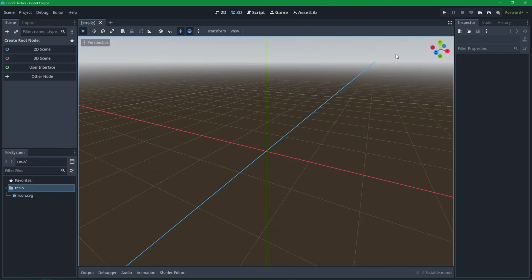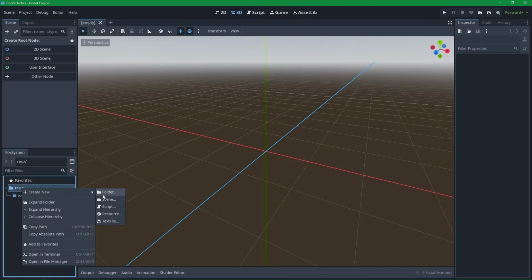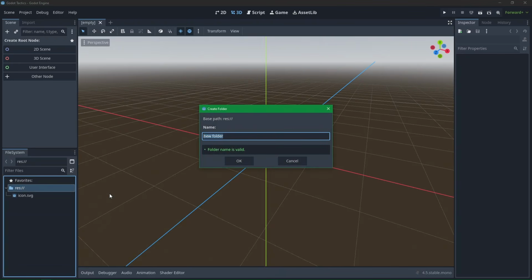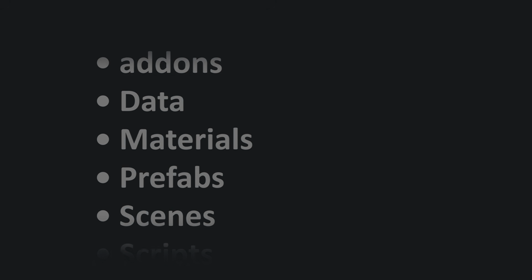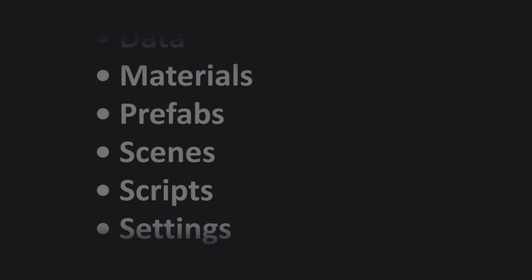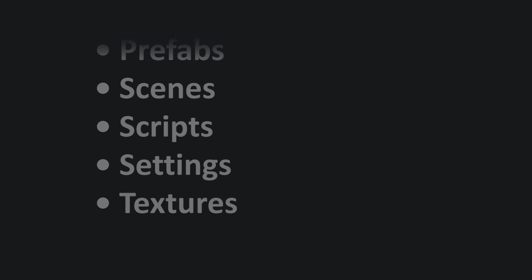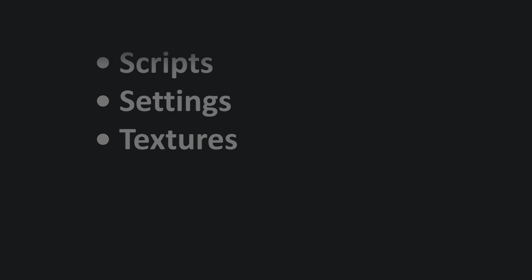I'm going to keep folder organization pretty close to the original. Keeping organized is important, especially for a large project like this. To create a folder, right-click inside the File System pane and select New Folder and add these folders: Add-ons, Data, Materials, Prefabs, Scenes, Scripts, Settings, and Textures.